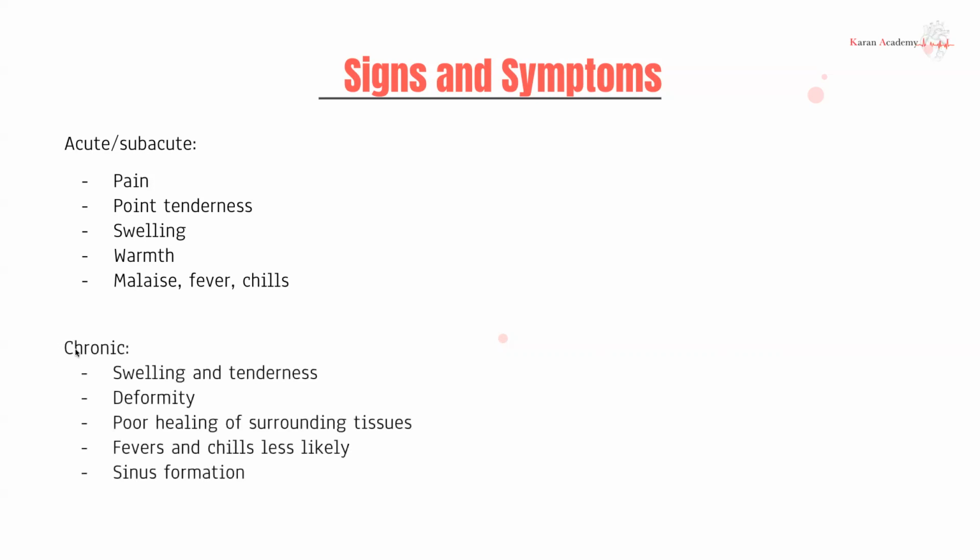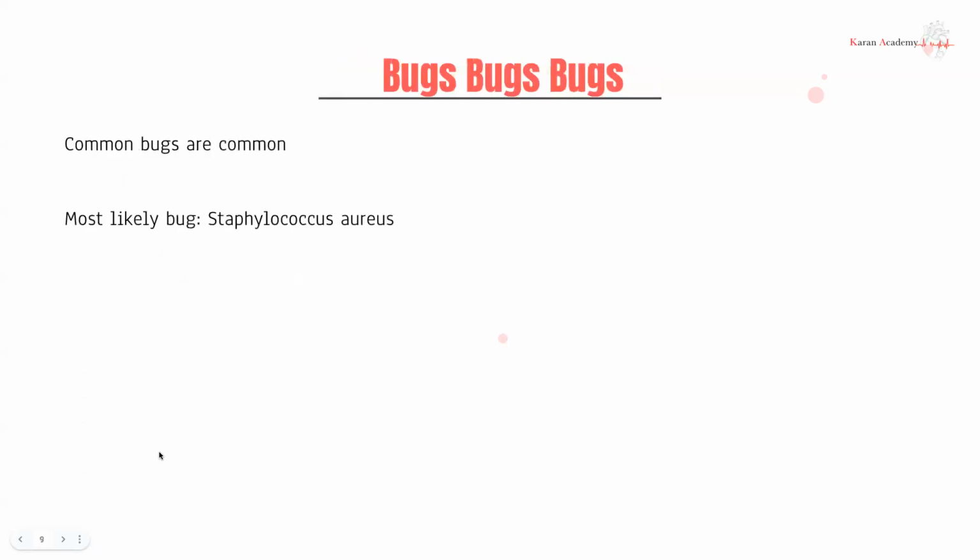Again, with chronic osteomyelitis, you can end up with swelling and tenderness, yes, but more importantly, things like actual deformities. You can have poor healing of the surrounding tissue, and fevers and chills are less likely if it's that chronic progression. You can also end up with sinus formation, which are these deep cavitating lesions that are formed within that area.